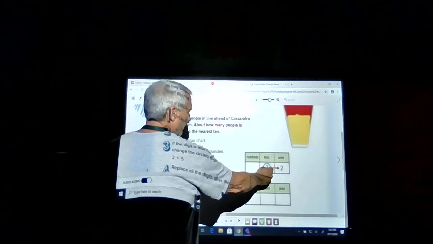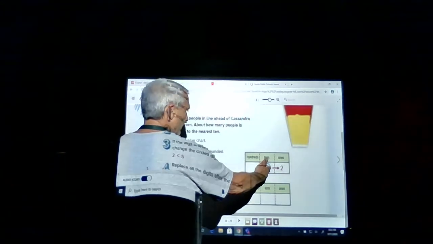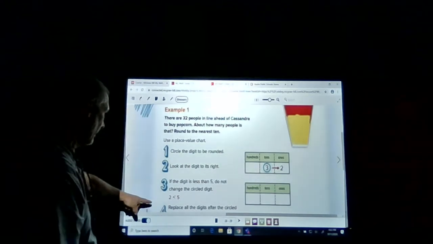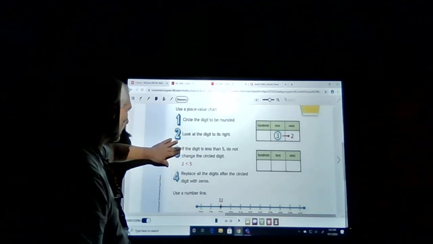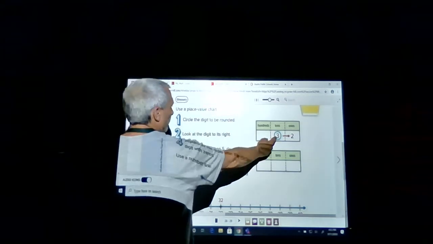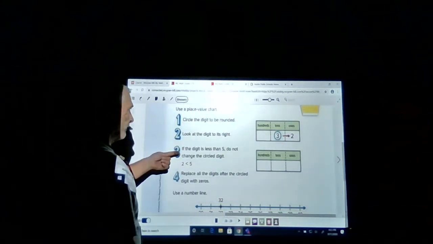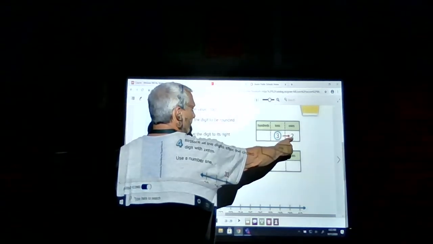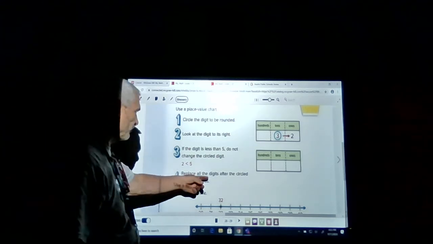If the digit is less than 5, do not change the circled digit. So it's 30 right now. Is 2 less than 5? Yes. So we won't change that. It's going to be a 3 still. Replace all the digits after the circled digit with zeros. So 4 steps sounds like a lot, but it can be very easy. We circle, we look to the right. If the one that we're pointing the arrow to is smaller than 5, do not change the digit. And you replace all the digits after the circled digit with zeros.